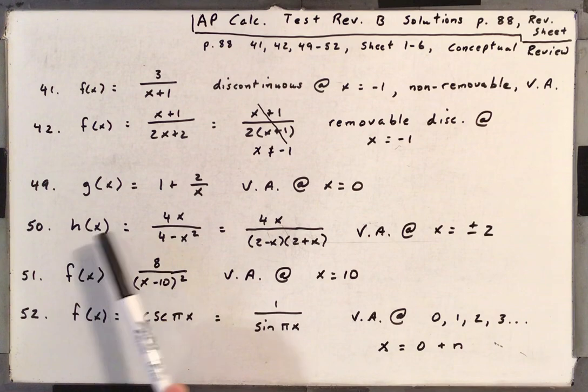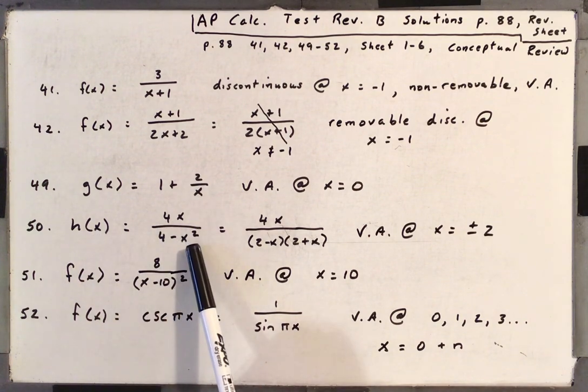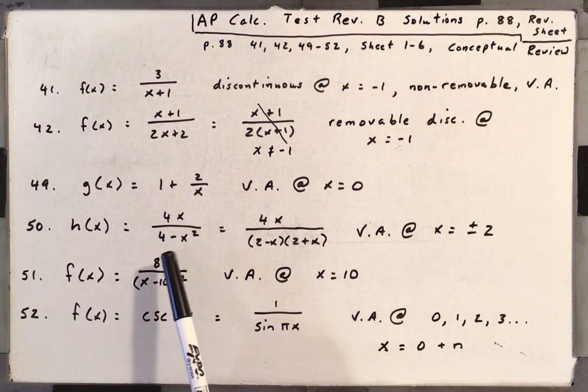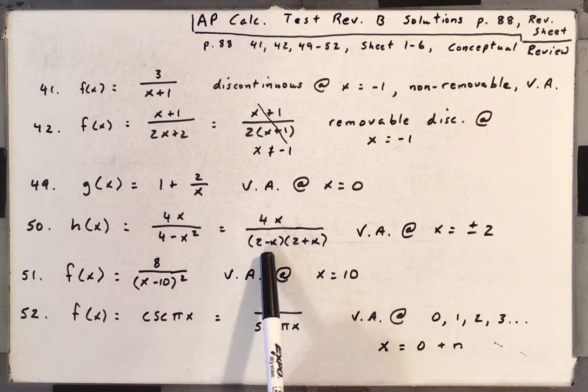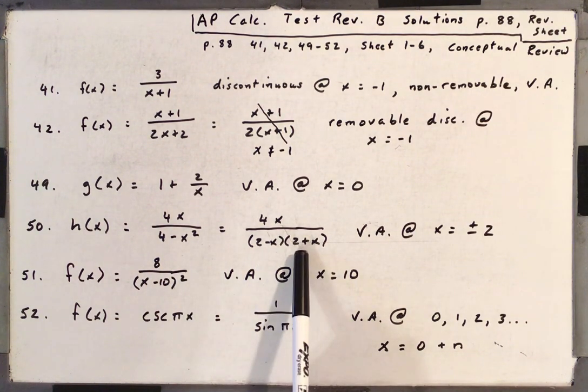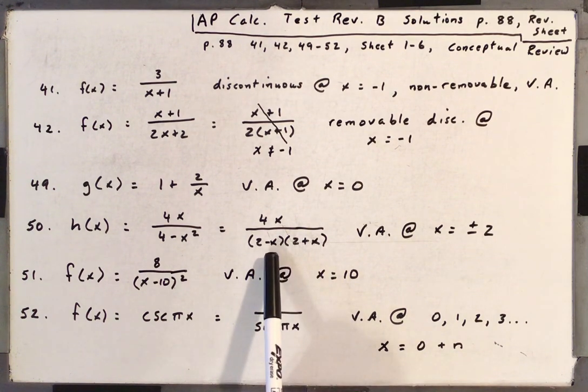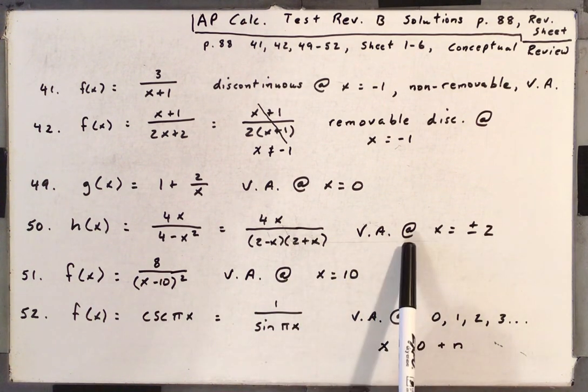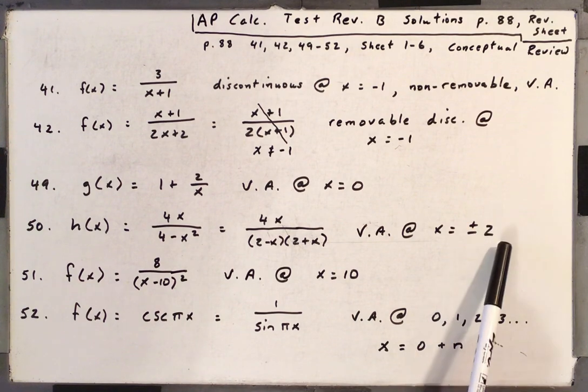All right, h of x, number 50, is 4x over 4 minus x squared. Just to check and see if anything cancels, we're going to factor the bottom into 2 minus x times 2 plus x, but nothing cancels. So what values make the denominator 0? It's going to be 2 and -2. So we have a vertical asymptote at plus or minus 2.